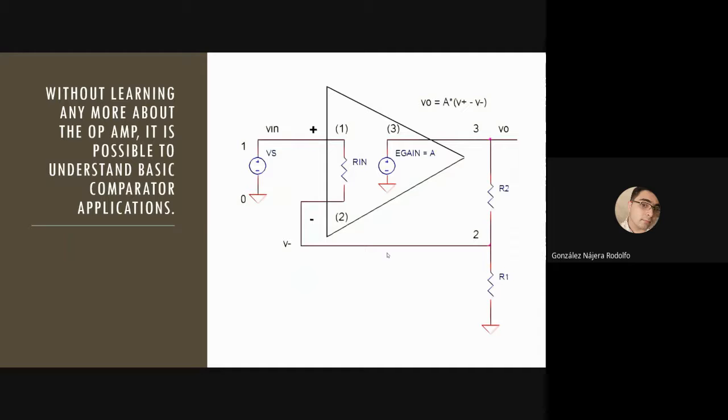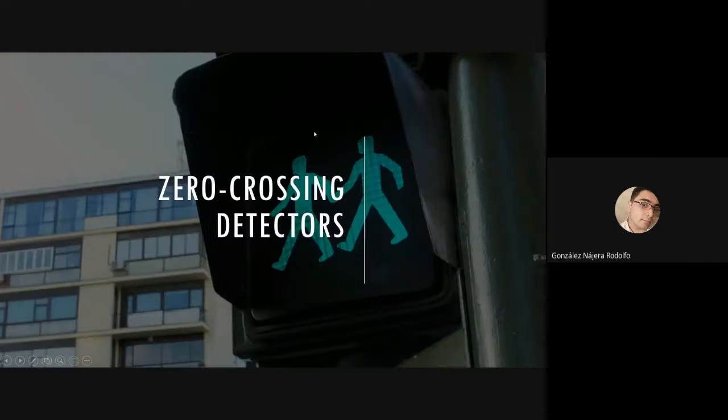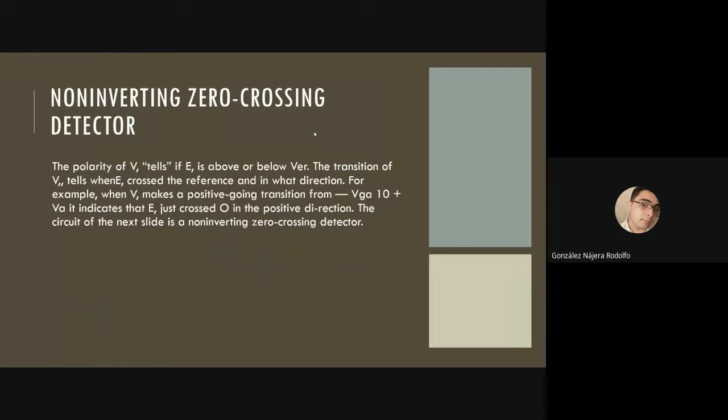Without learning any more about the operational amplifier, it is possible to understand basic comparator applications. For example, we can see VO and the voltage, positive and negative. Zero crossing detectors. A non-inverting zero crossing detector.